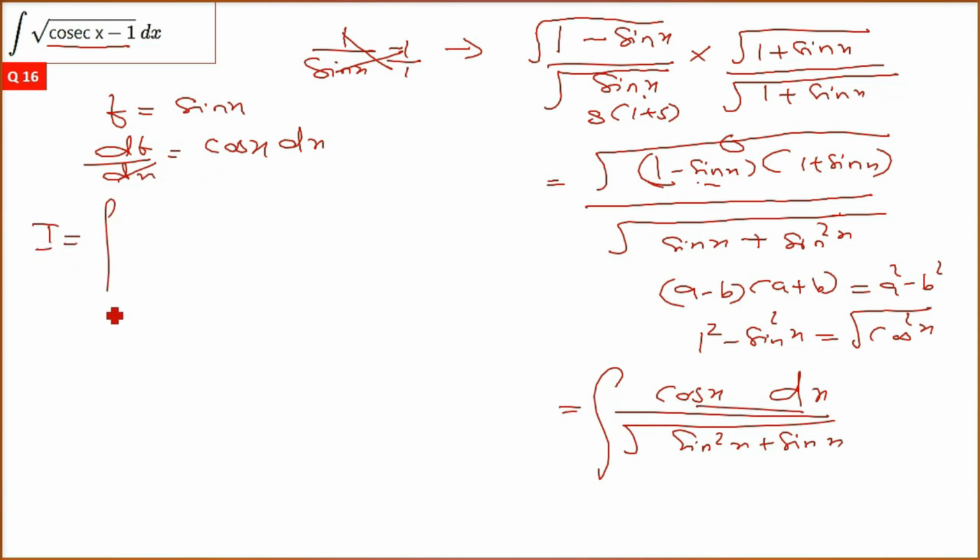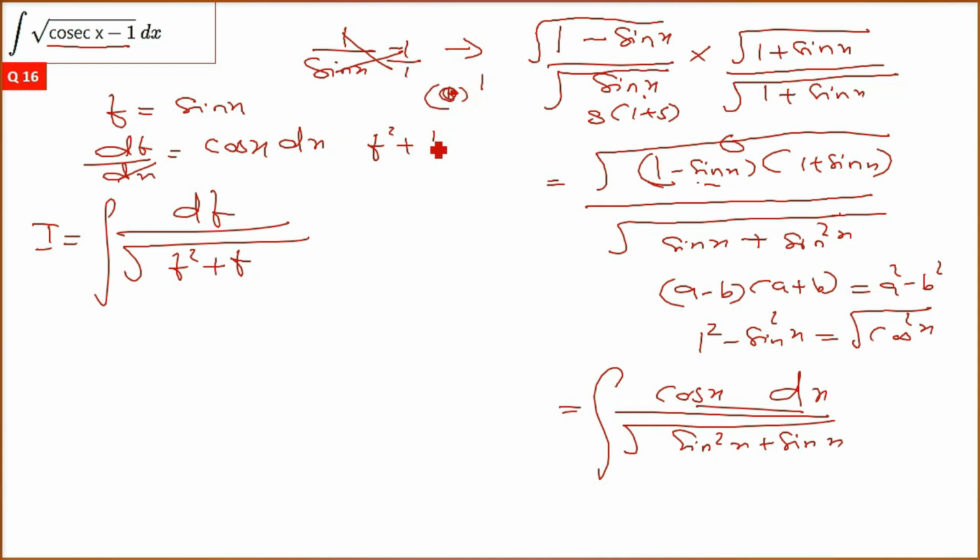So integration will be like this. It will be dt in the numerator, under root sine square x plus sine x. So sine x, if we have taken it as t, it will be t square plus t. But now we have to make it a perfect square. T square plus t has to be converted into a perfect square so that we can apply some formula. What do we do? We will take the coefficient of t, which is 1. We will divide it by 2, which will be 1 by 2. We will square it, which is 1 by 2 whole square. We will add and subtract 1 by 2 whole square. That's what we are doing. So a square plus b square plus 2ab, that is t square plus t plus 1 by 2 whole square, is t plus 1 by 2 whole square.